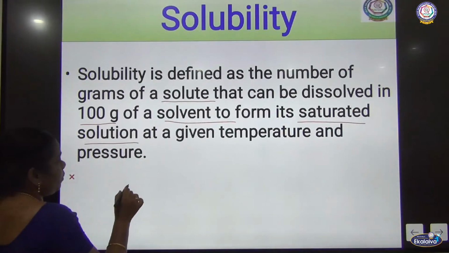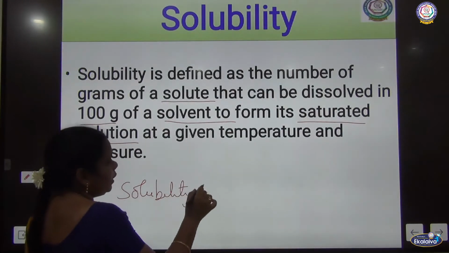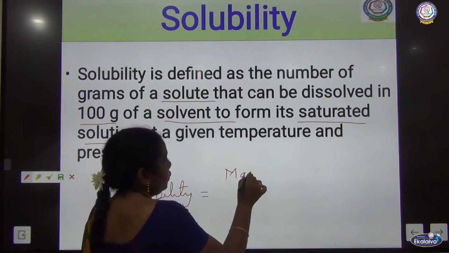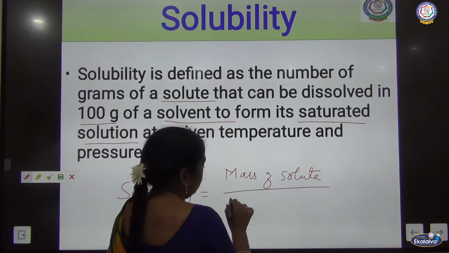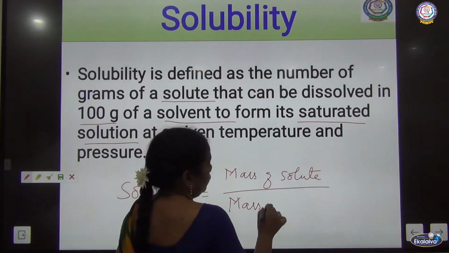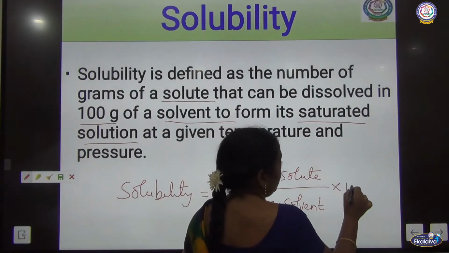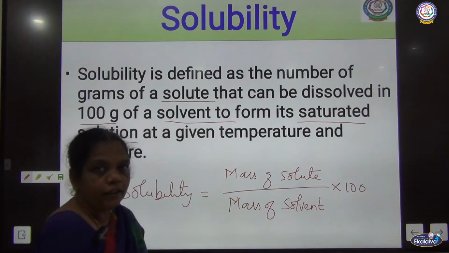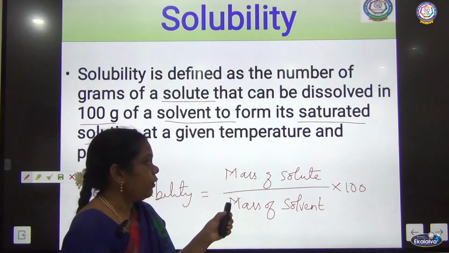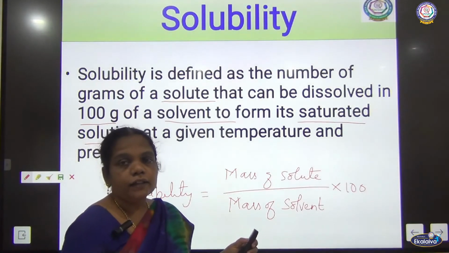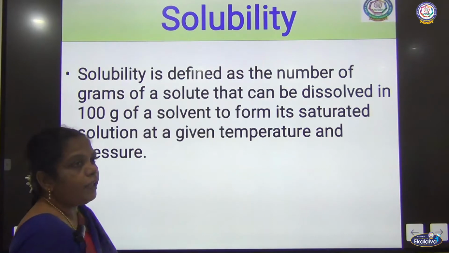So the solubility depends upon the number of grams of solute, or the mass of the solute, that can be dissolved in 100 gram of solvent for the given temperature, for room temperature about 25 degree Celsius. Solubility can be calculated by mass of solute divided by mass of solvent, into 100. By this you can calculate the solubility of the given solute in the solvent. And then you are going to see the various saturated points for the solutions.